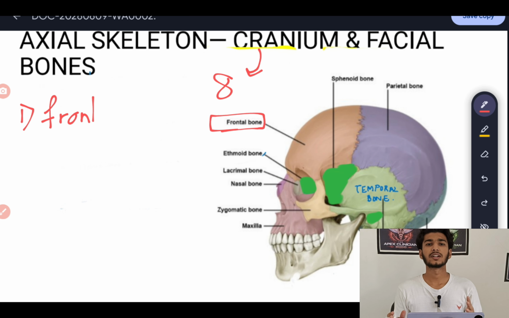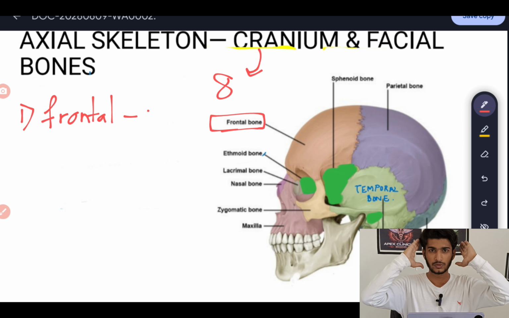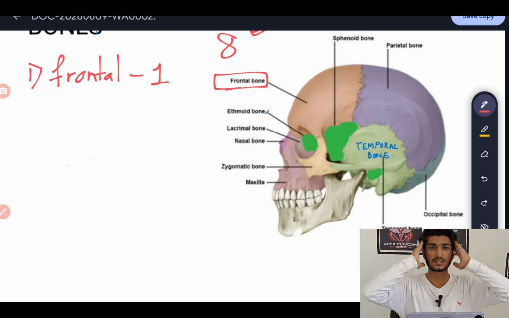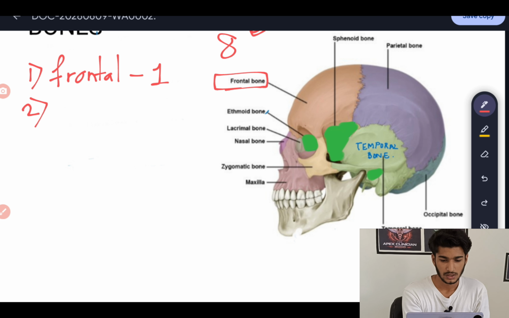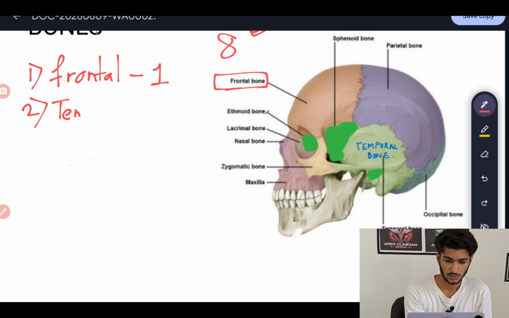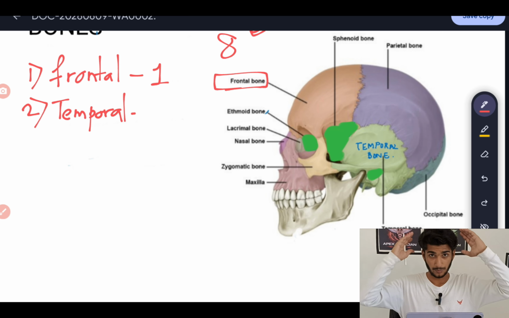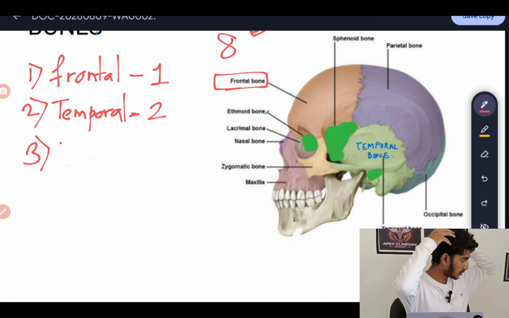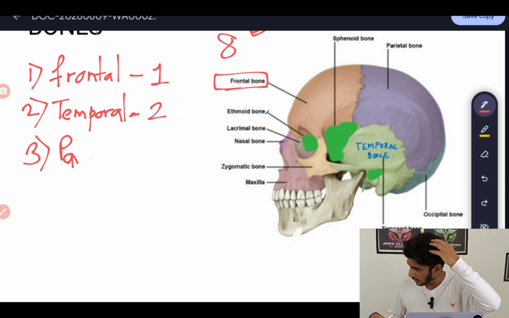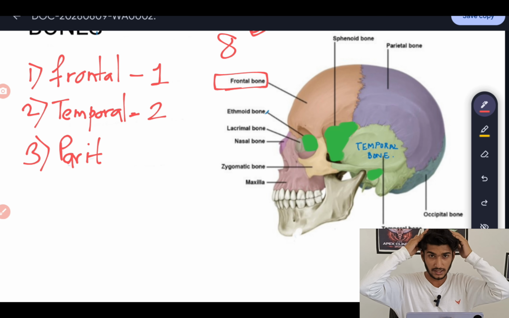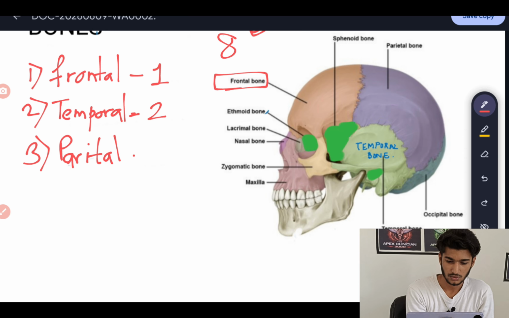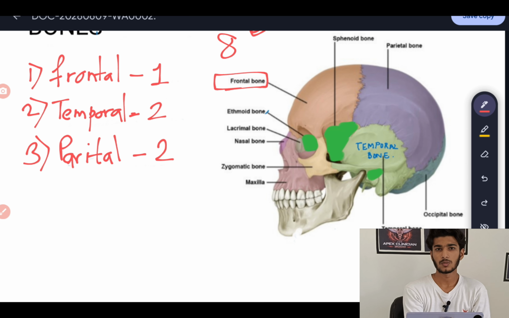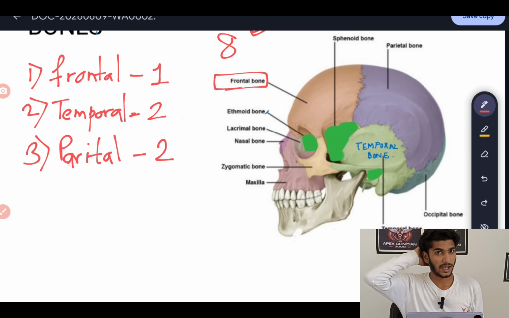And you can appreciate the temporal bone, the bone which you can see on both sides of the skull. Temporal bones are in pair, so we'll write it as two bones. Then you can appreciate the parietal bones in this skull region. These are also in pair. You can see a parietal bone here and a parietal bone here, so two bones. Then the occipital bone, which is present at the back side of the head.